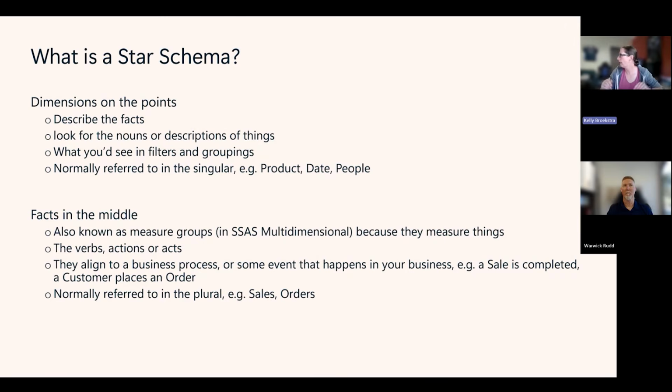The dimensions are the points on the outside of the star. If you think of a star picture, or like an explosion, the bits on the side are what describe the fact. So they need to be connected to facts. And they are the things you often find in filters or in groupings. They could be things like products, dates, people. They're less of the things that we might count the number of, but we don't count the average number of phone numbers or something weird like that. So that's what the dimensions are.